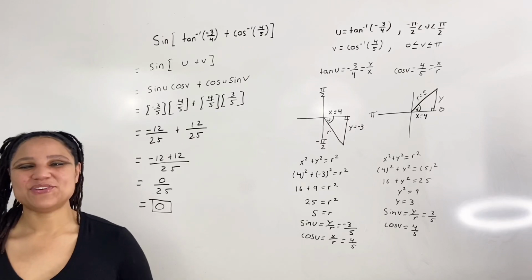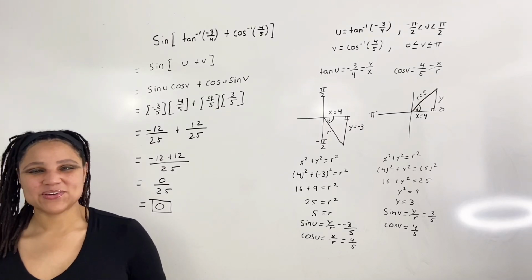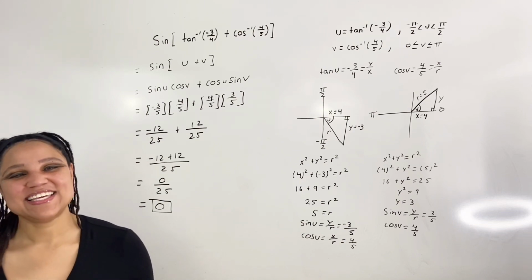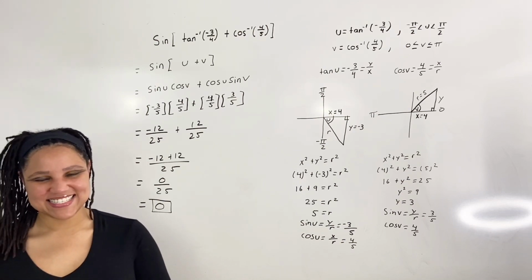And that is how you find the exact value of trig functions involving inverse trig functions using the sum identities.